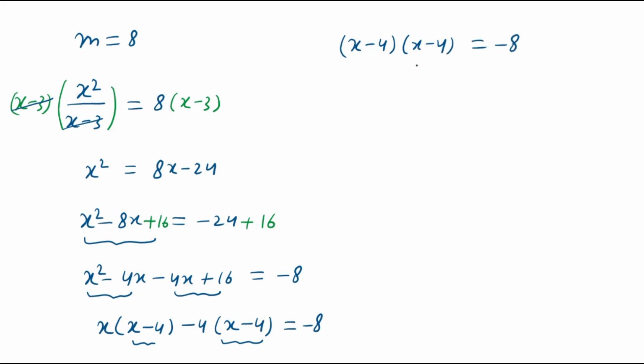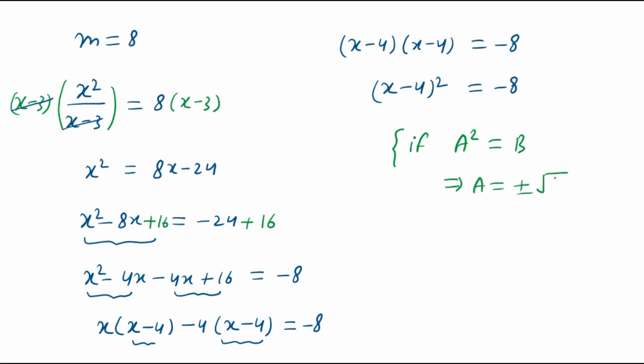On the left hand side, (x − 4) times (x − 4) is (x − 4)², and this equals −8. Here we will apply this rule: if a² = b, this implies a = ± square root of b. If we apply this rule here, then x − 4 = ± square root of −8.